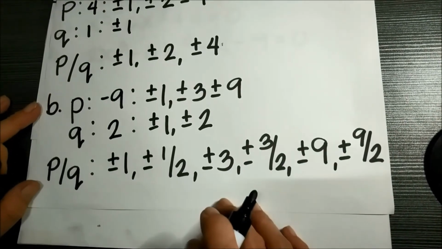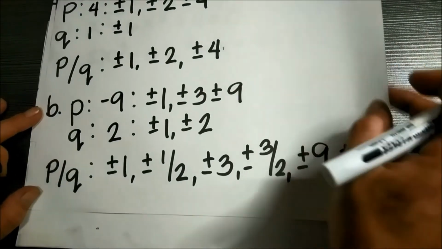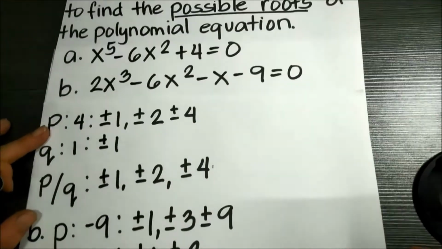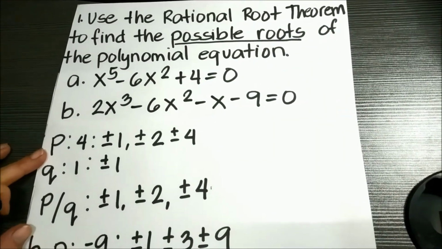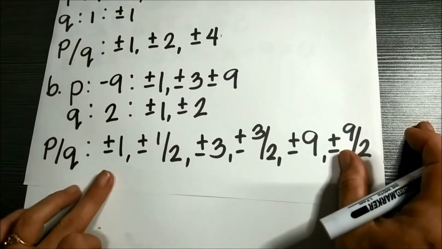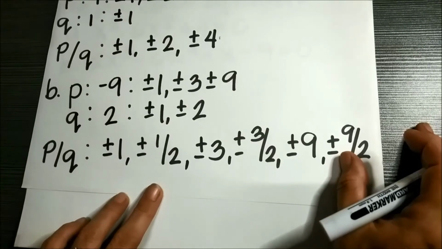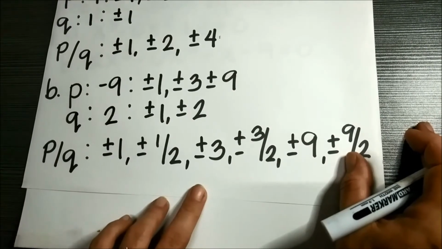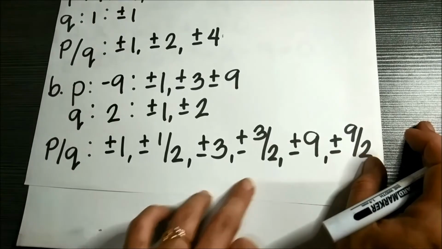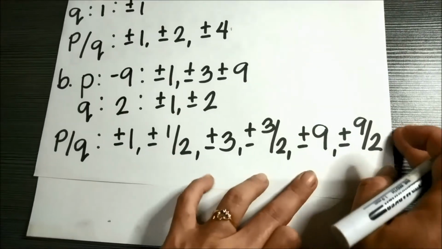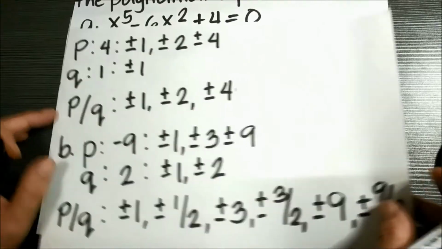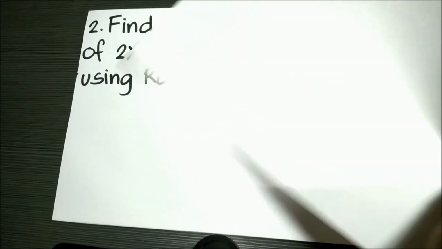And we are done. So, the possible roots of 2x cubed minus 6x squared minus x minus 9 are positive negative 1, positive negative 1 half, positive negative 3, positive negative 3 halves, positive negative 9, and positive negative 9 over 2. So, mga anak, possible roots pa lang yan. Hindi pa tayo nag-solve.